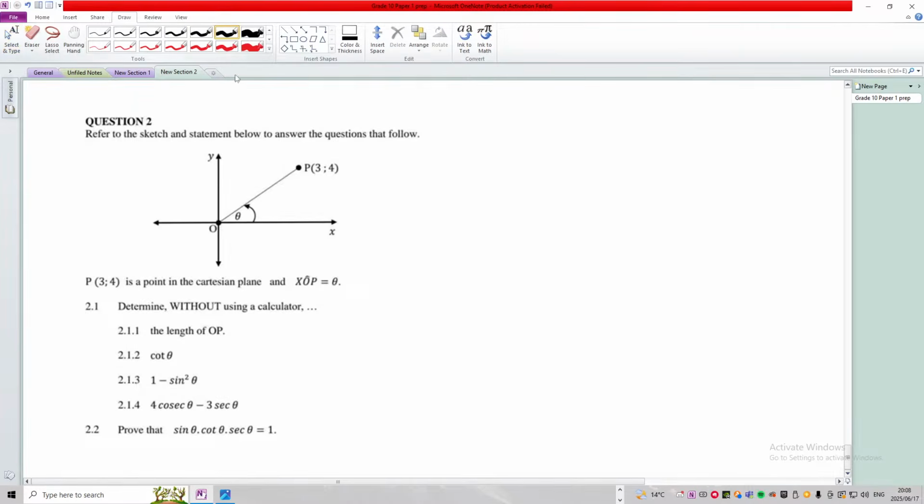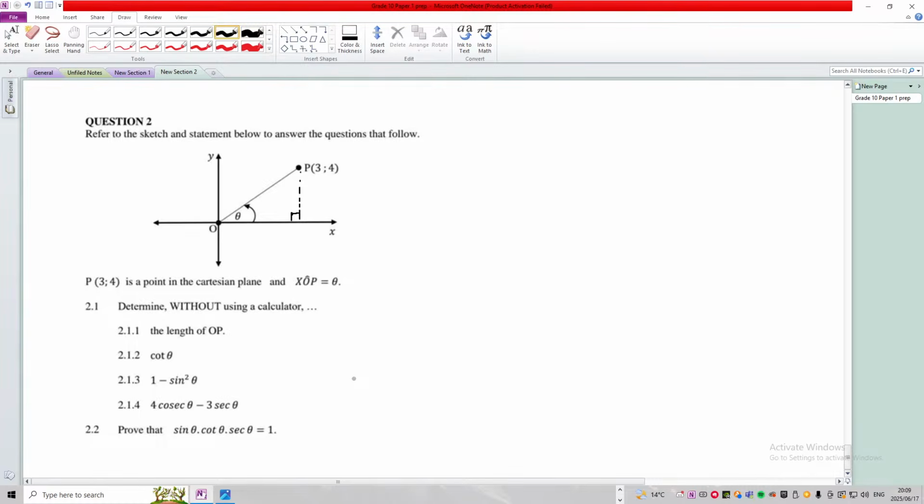Okay. P(3,4) is a point on the Cartesian plane. XOP is theta. Okay. Determine without using a calculator the length of OP. We can just throw a dotted line there. That's a 90 degree angle. I'm sure that I can skip this as well because it's quite basic. Quite basic. That one there using Pythagoras.